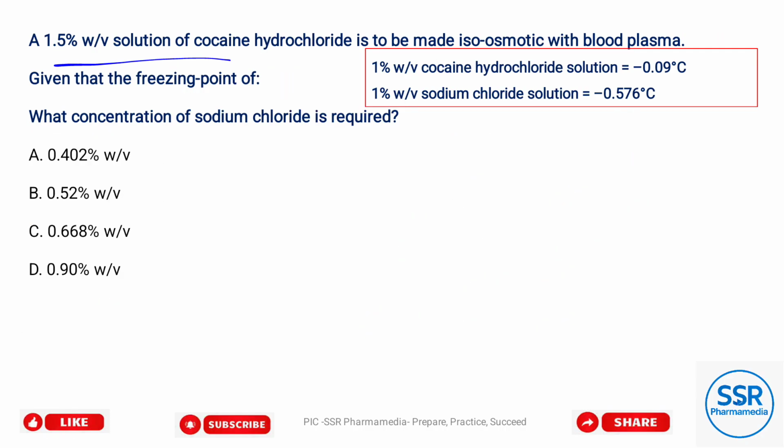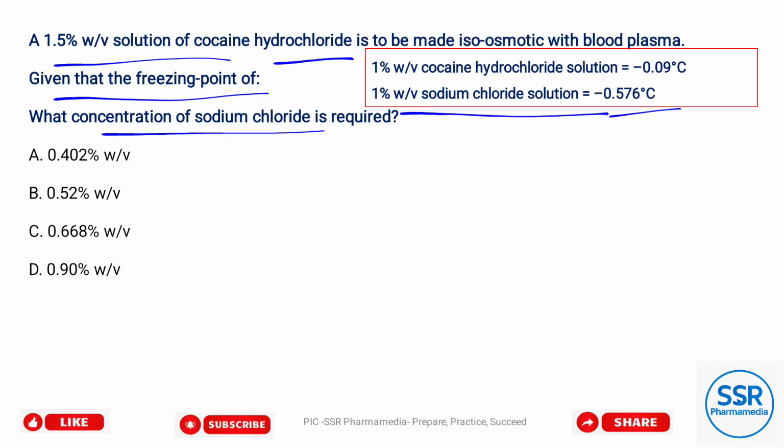So the same question: a 1.5% solution of cocaine hydrochloride made to be isoosmotic with blood plasma, given the freezing point, and what concentration of sodium chloride is required. So for 1% sodium chloride, the freezing point depression we already know is minus 0.576 degrees Celsius. And for cocaine hydrochloride, they have already given minus 0.09 degrees Celsius.